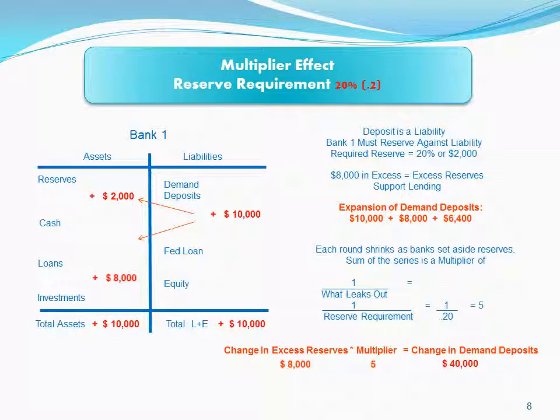So the point is that the banking system is creating money. It's creating these checking deposits or demand deposits that can be spent. And not too many people understand that when deposits are growing, the banking system is multiplying these and creating money in the system.